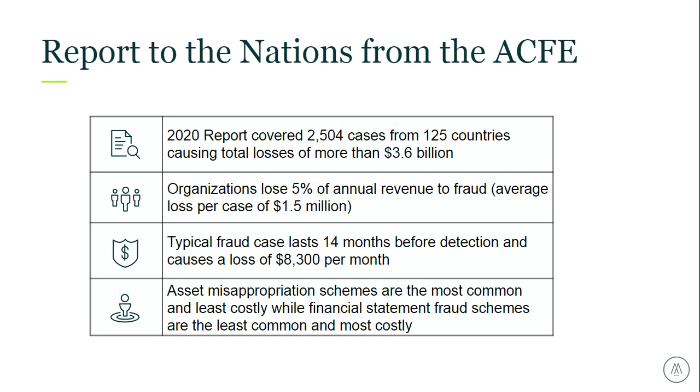So as noted on the slide, the 2020 report covered approximately 2,500 cases of occupational fraud that were investigated between January 2018 and September 2019. This included fraud occurring within 125 countries that caused total losses of more than $3.6 billion. So occupational fraud, which is what this report covers, is fraud committed by individuals against the organizations that employ them, and is obviously amongst the costliest forms of financial crime in existence. Most of those that are employed in the global workforce do have access to or control some portion of cash or assets.